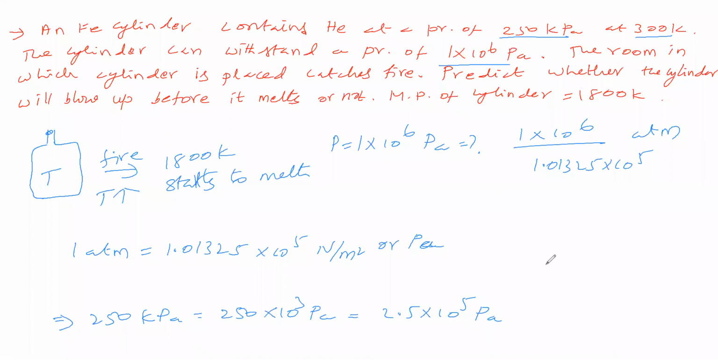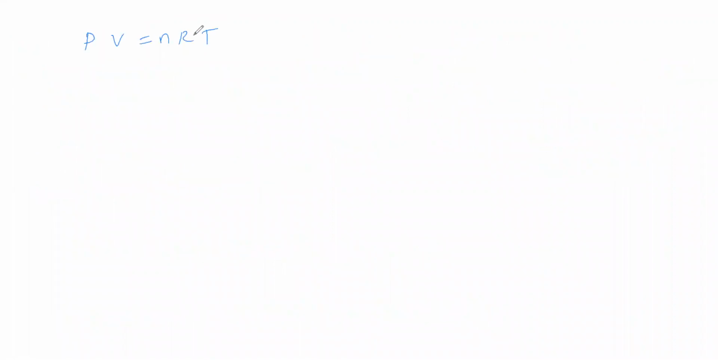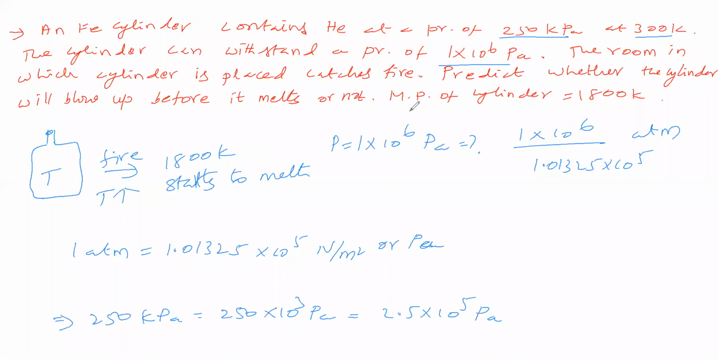Sir, so we'll take PV is equal to nRT. The maximum pressure the cylinder can withstand is 10 power 6 Pascal, which we are converting into atmosphere. If the pressure exceeds this, the cylinder will break. So the volume of the cylinder, we'll see whether it is given or not. Sorry, the volume of the cylinder is not given. So we'll do one thing.